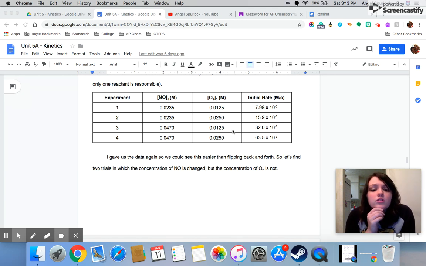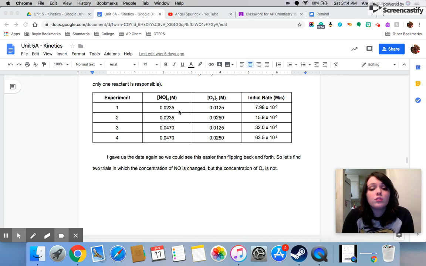So I'm going to look for 2 trials where nitrogen monoxide concentration has changed. Well, between trials 1 and 2, the concentration stayed the same, so I'm not going to look at that. Between trials 1 and 3, the concentration of nitrogen monoxide doubled. Well, it also doubled between trials 2 and 3, right? But the problem is that between trials 2 and 3, oxygen's concentration changed as well. So I cannot use trials 2 and 3 to help me figure out the order for nitrogen monoxide.